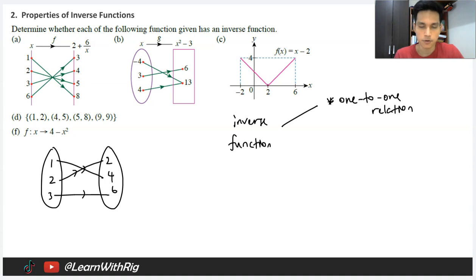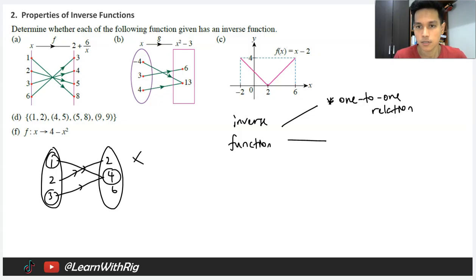If you see that, for example, 3 is connected to 4 and 1 is also connected to 4, therefore this is not a one-to-one function. Why? Because it is many to one. Two of these numbers have one image, which is 4. So many to one. It has to fulfill the one-to-one condition. That means one number, one object, connects to one image. That's it. Okay, so that's the first condition.